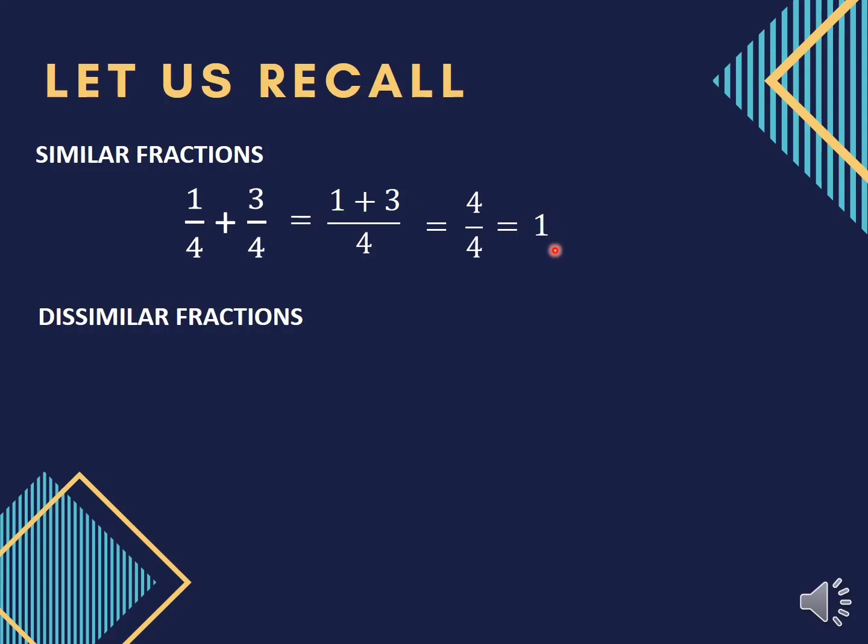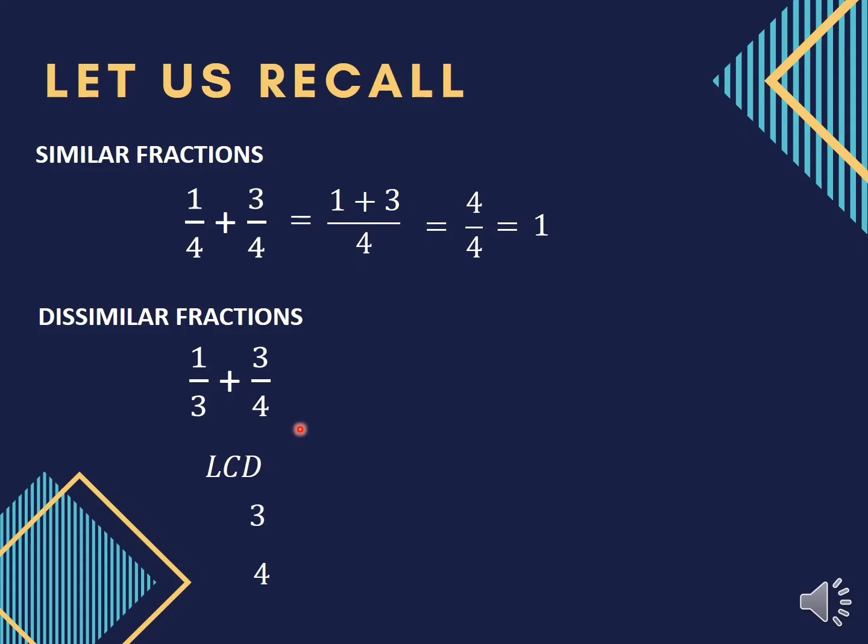How about for dissimilar fractions? Let's have this example: 1/3 plus 3 over 4. Here, these are dissimilar fractions. Why? Kasi different yung kanilang denominators, 3 and 4. In this case, papasok dito yung concept na LCD, finding the LCD. Kailangan kasi pagparehasin natin yung ating denominator.